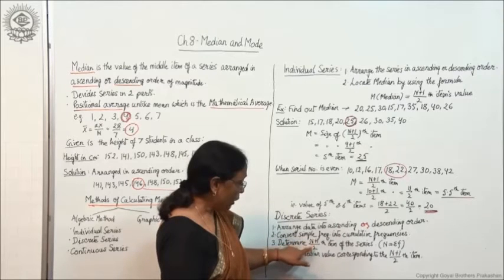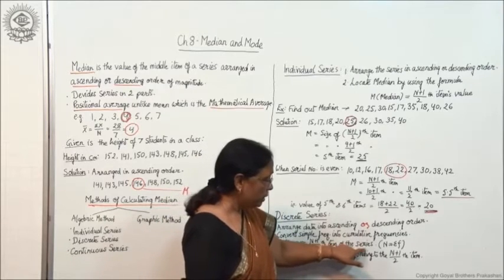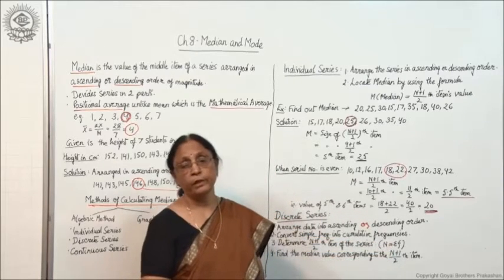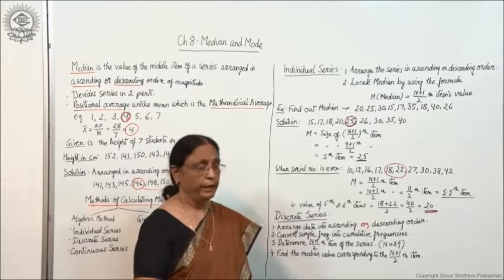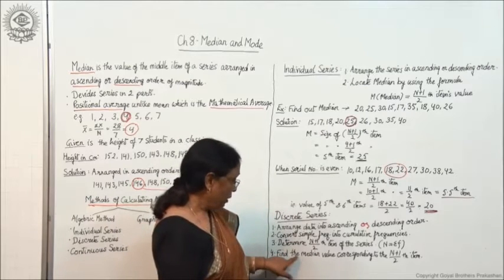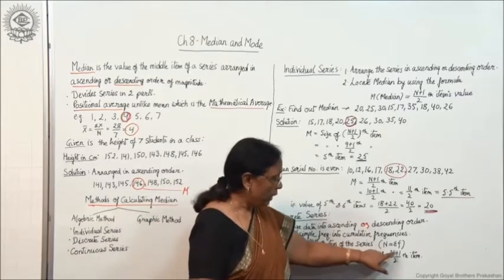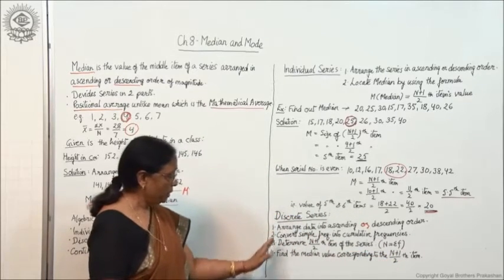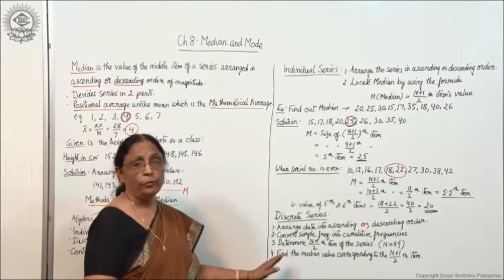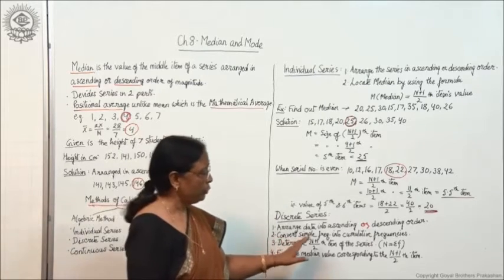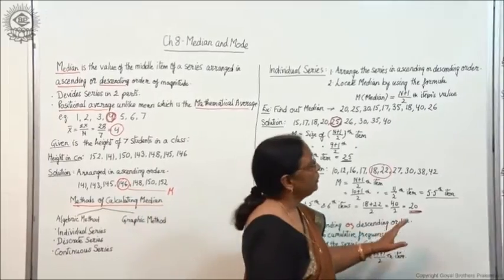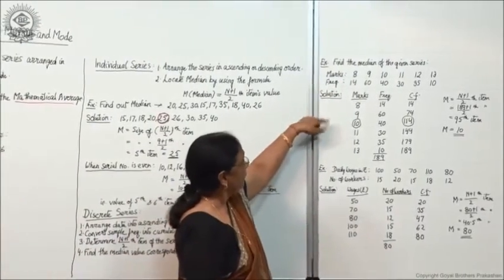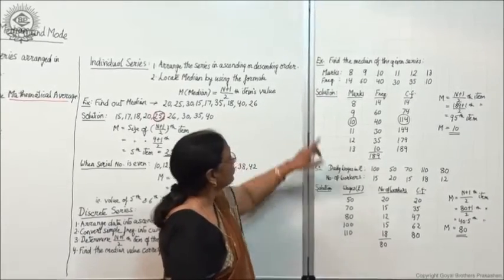Third, determine the (n + 1)/2-th item of the series, and here n is equal to sigma f, because frequency is given, so n will be sigma f. Then find the median value corresponding to the (n + 1)/2-th item. So these are the steps. Now with the help of an example, it will be clear to you how to calculate the median in the case of a discrete series. I have taken two examples here.